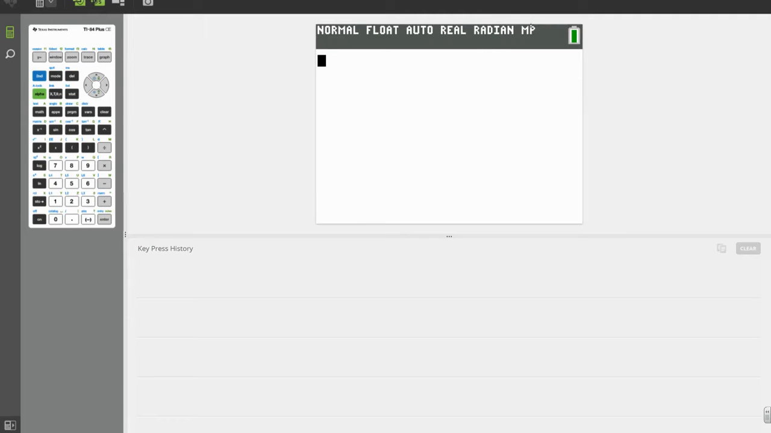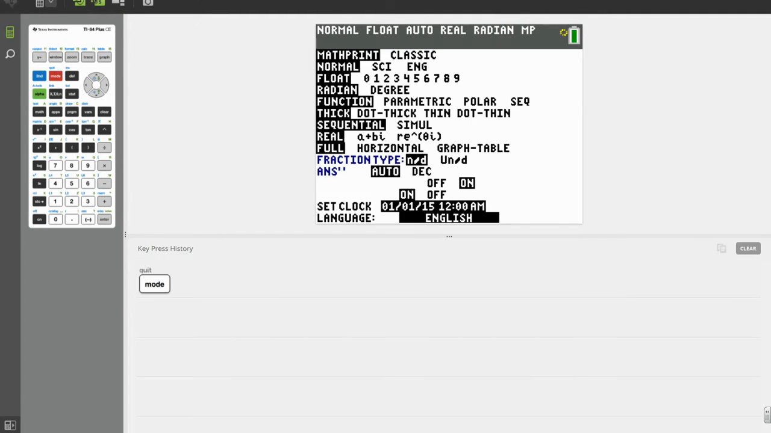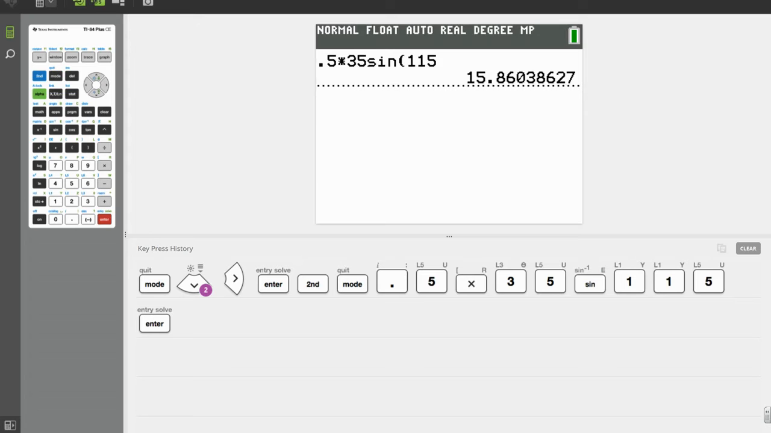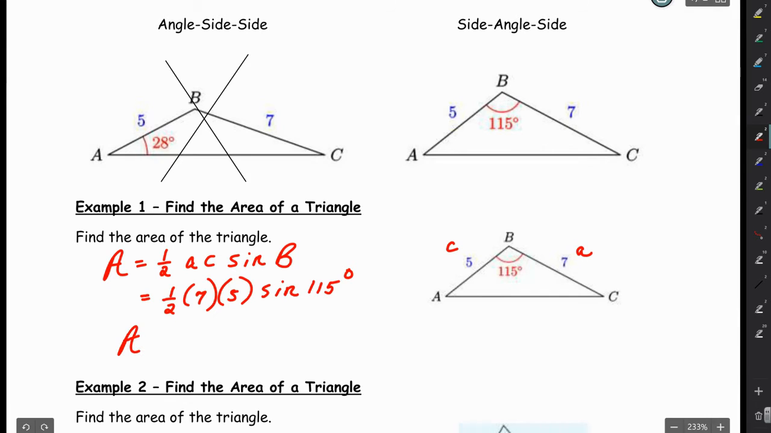At the top of your calculator, if you have the newer version, it should show you degrees or radians. To change the mode, you're going to press the mode button, and you'll scroll down, and we're going to highlight degree, and we're going to hit enter. Okay, now we're in degree mode, and now we can go ahead and enter in our formulas. We're going to get 15.86. So the area of this triangle is approximately 15.86.